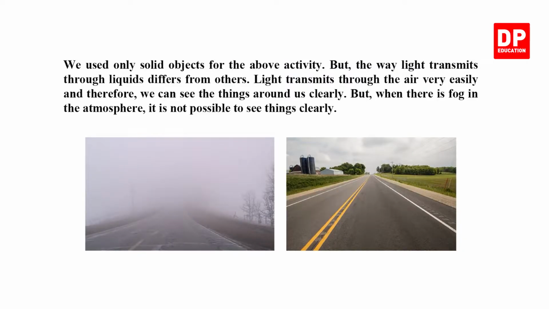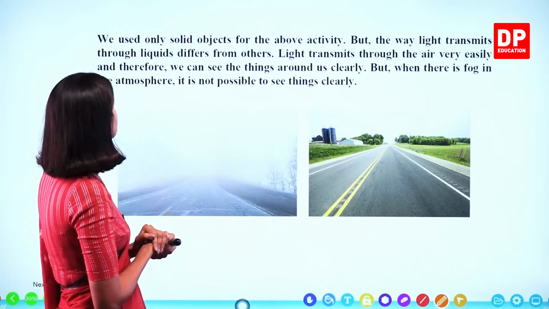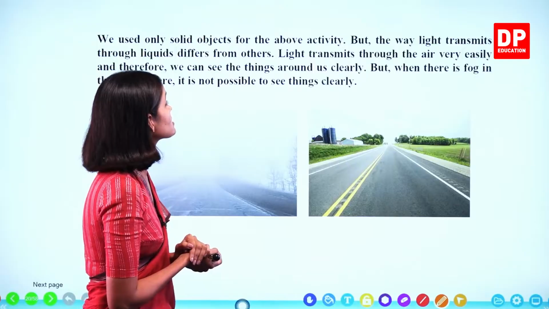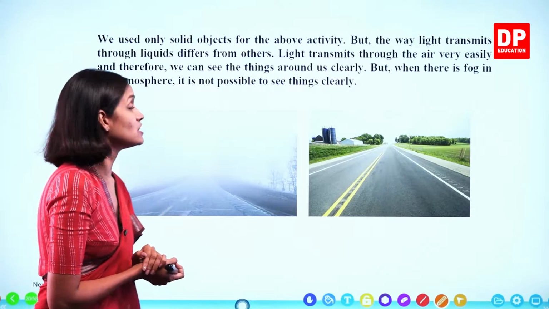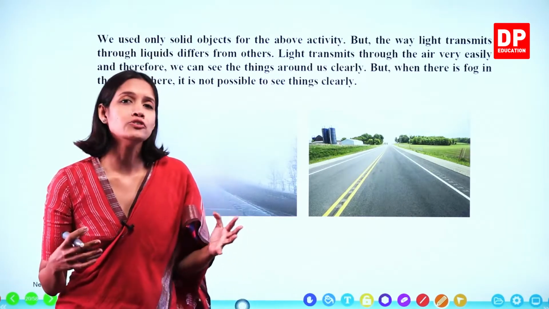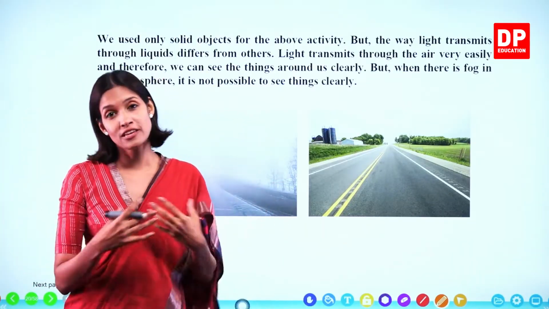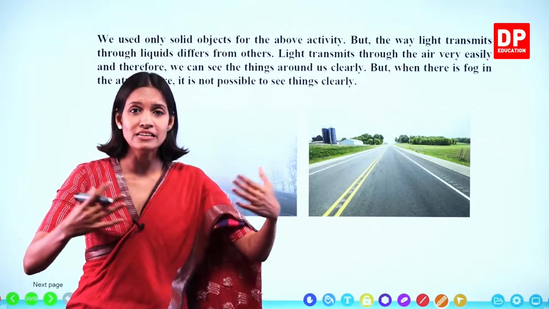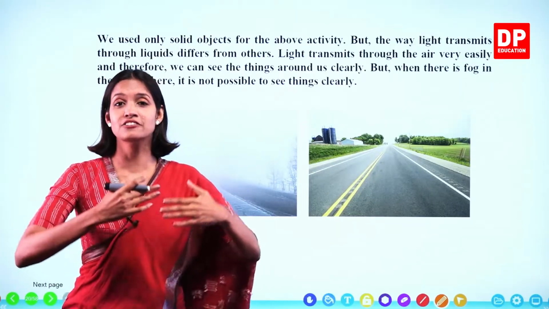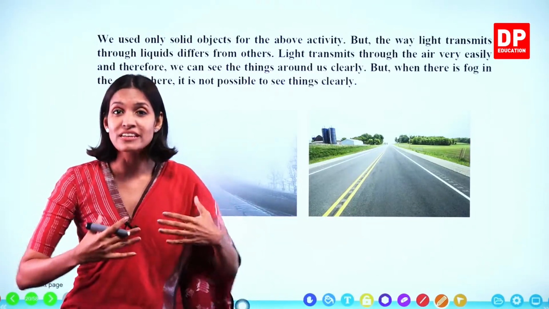So we used only solid objects for the above activity. But the way light transmits through liquids differs from others. Light transmits through air very easily and therefore we can see the things around us clearly. But when there is fog in the atmosphere, it's not possible to see things clearly. So by now you all know, even though we can't see, our entire surrounding is filled with air or air particles, right? So if we can see very clearly, we see through this air actually. Light travels through this air very easily. That is why through air we can see very clearly.